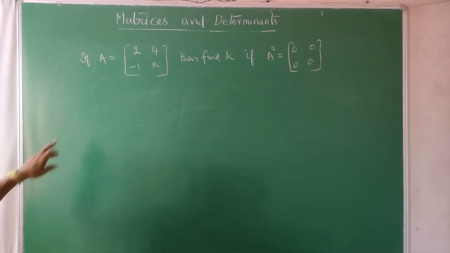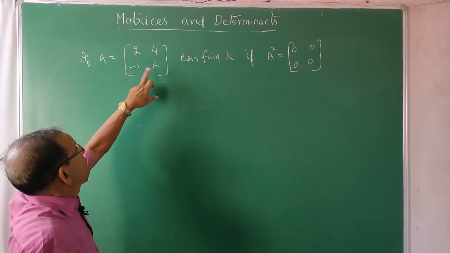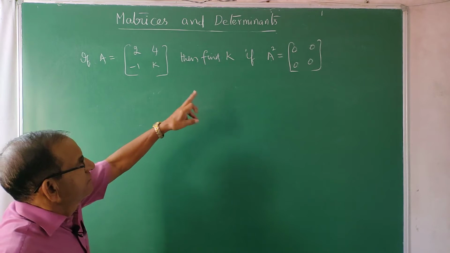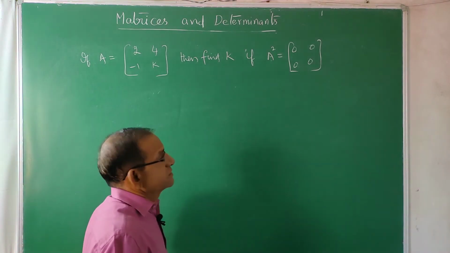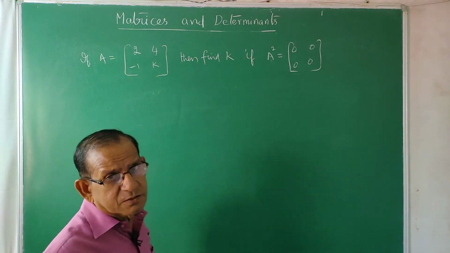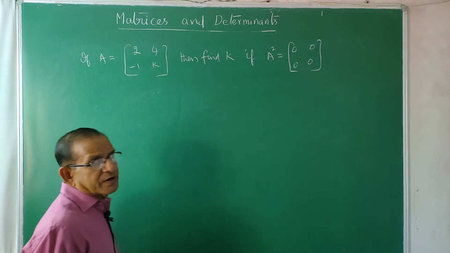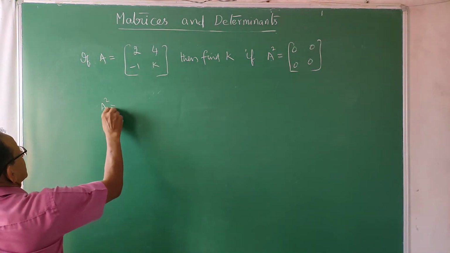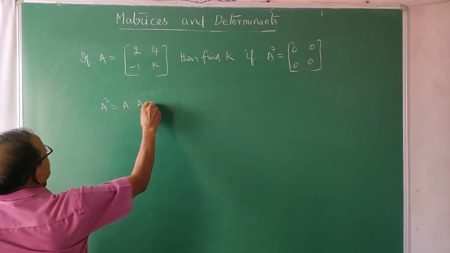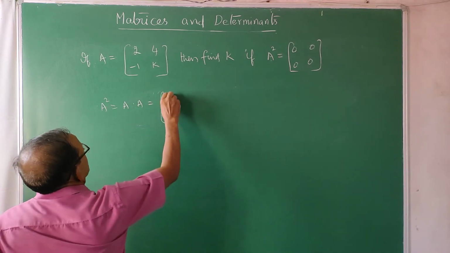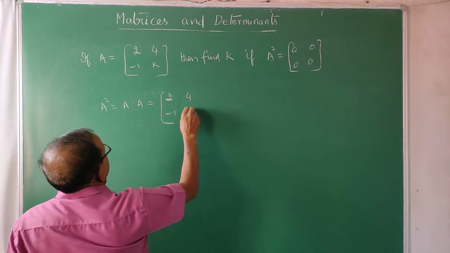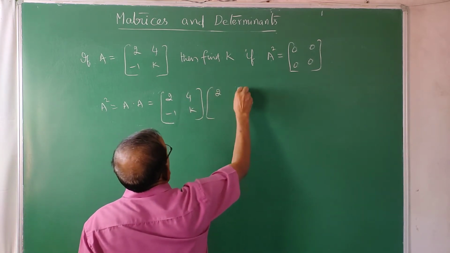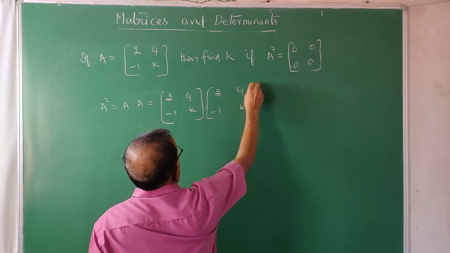Here A is given as 2, 4, minus 1, k. We have to find out the value of k with this given condition: A square is a null matrix 0, 0, 0, 0. Then how to find out k? What is A square? A into A, that is 2, 4, minus 1, k into 2, 4, minus 1, k.